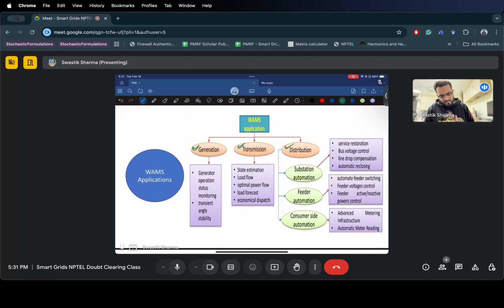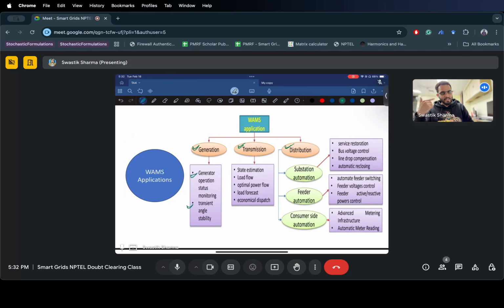For generation, you want to monitor the status of the generator, and also the transient angle stability. When a generator is giving power, it also stores some form of that power in its inertia. What happens usually is, let's say a large loss of load happens. A huge chunk of load is removed from the system, so that generator continues supplying that power. Why? Because it still has some amount of energy stored in the form of inertia.